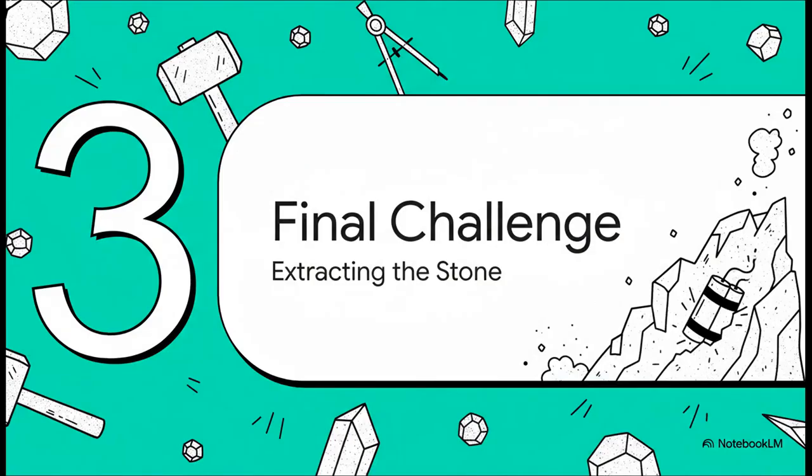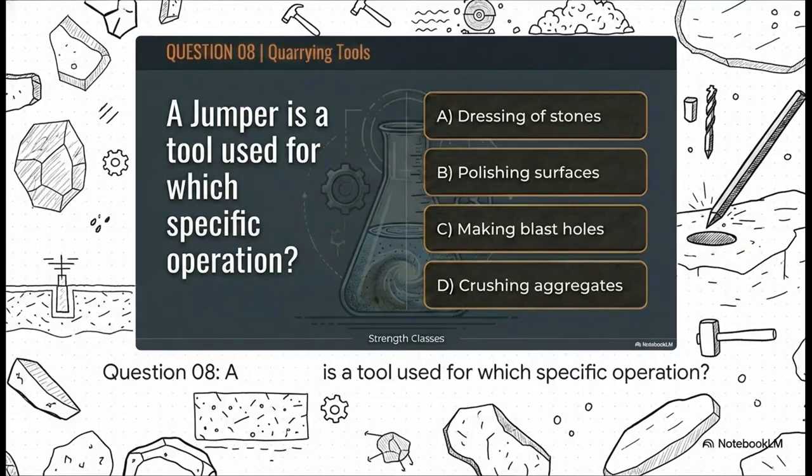Okay, here we go, the final challenge. You have made it this far, you're doing an amazing job. This last round is all about the practical stuff, quarrying. How do we actually get these stones out of the ground? Question number 8. A jumper is a tool used for which specific operation? Is it for dressing stones, polishing surfaces, making blast holes, or crushing aggregates?